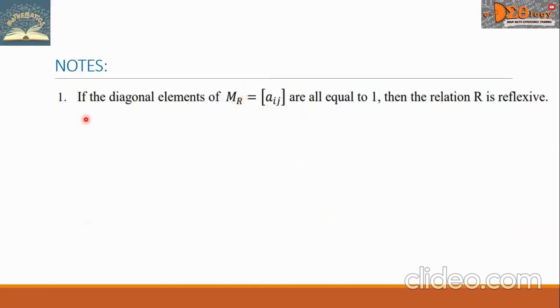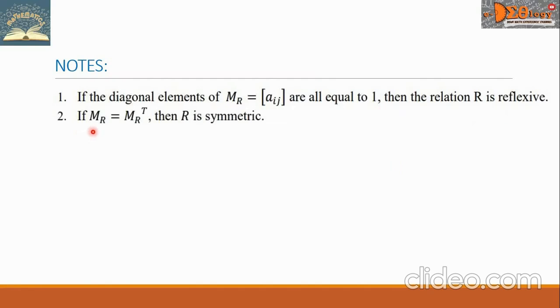There are notes here that we need to consider. Number 1, if the diagonal elements of M sub R with elements a sub ij are all equal to 1, then the relation R is reflexive.